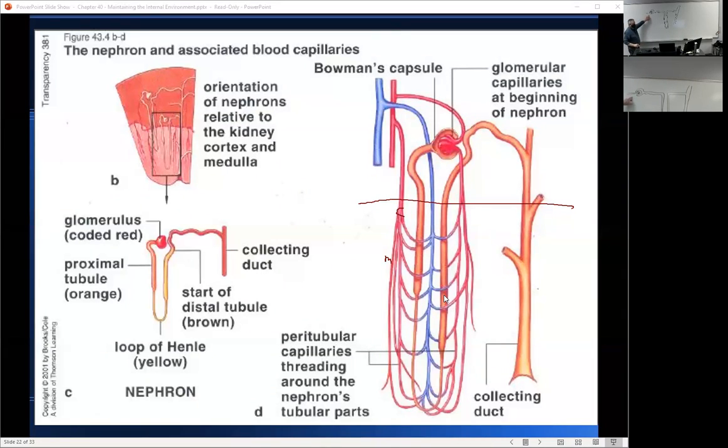At this end of the nephron, the first structure that we see is a structure called the glomerulus. Okay, that's glomerulus. The glomerulus is actually a ball of blood vessels in which the blood's under very high pressure. So these are blood vessels under very high pressure.